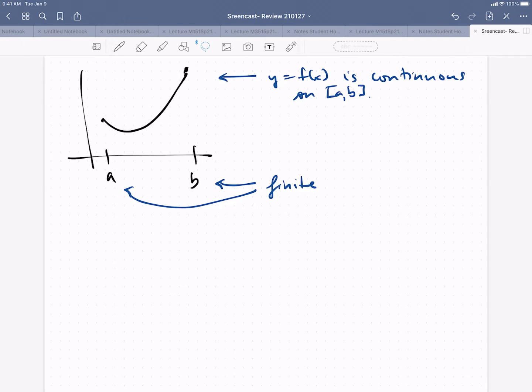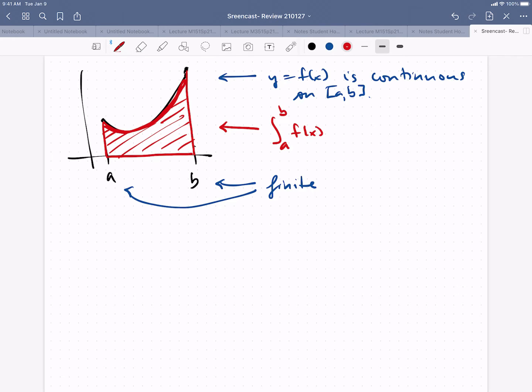There's a process that's associated with definite integrals that I also want to review, and it comes from this interpretation of the definite integral as an area under a curve. So looking at this picture, if I were to identify the area under the curve, it's this red region. So it's not just under the curve, it's between the curve and the x-axis. This area can be calculated as this definite integral. So let me review where this integral formula comes from.